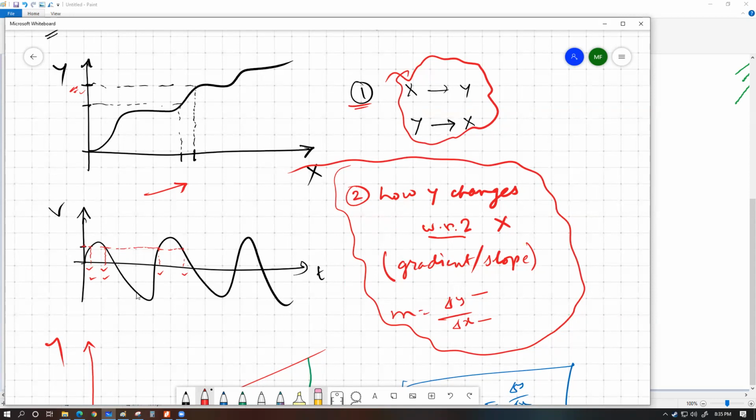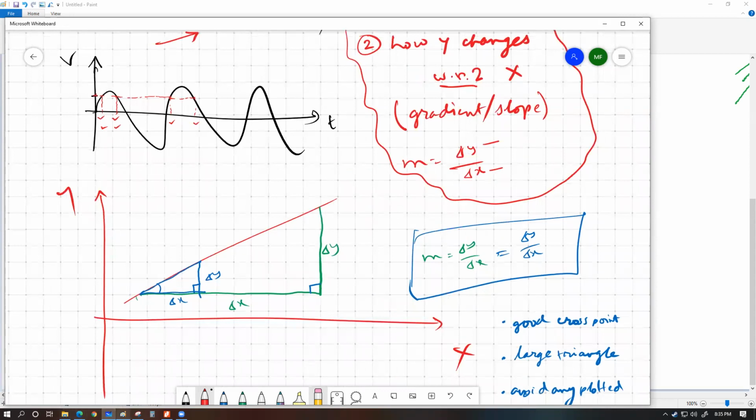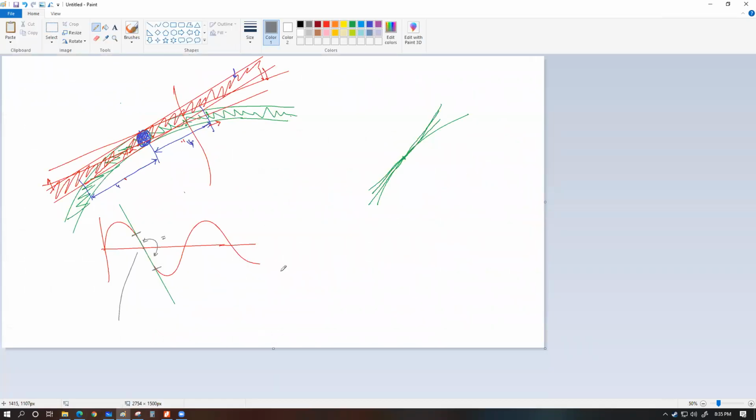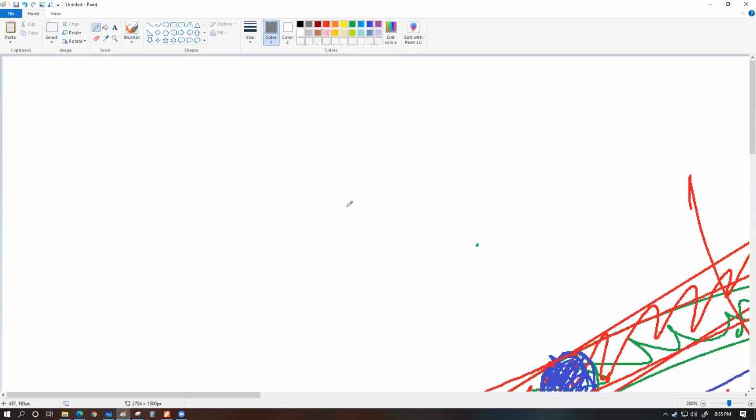I can elaborate on your question a little bit. Consider this scenario. I'm going to do a pretty big mistake over here just to make my point across. Let's say we have a curve like this, and we want to draw a tangent exactly right over here.